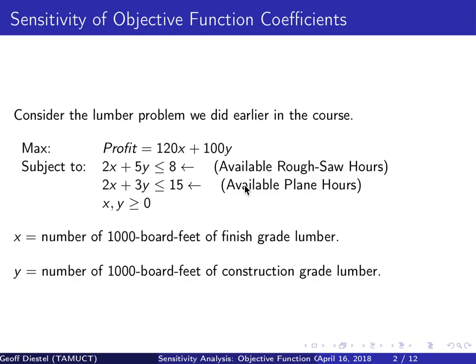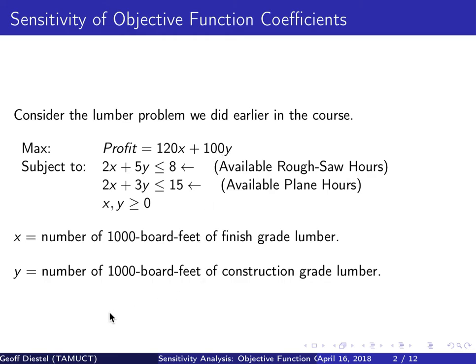So what we're going to look at is, after we find the solution, which we've already done, ask ourselves, well, what if the profit values in the objective function were to change? How much would they have to change in order for a new decision to be more optimal than the one we will decide on? So again, in this problem, we have a profit of $120 per 1,000 board feet of the finished grade lumber and $100 per 1,000 board feet of the construction grade lumber.